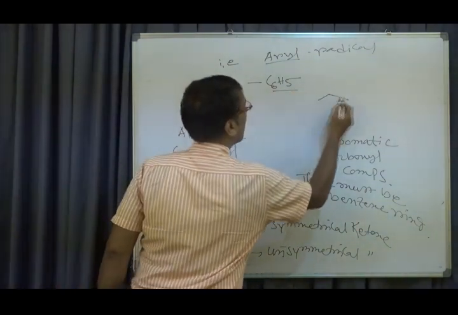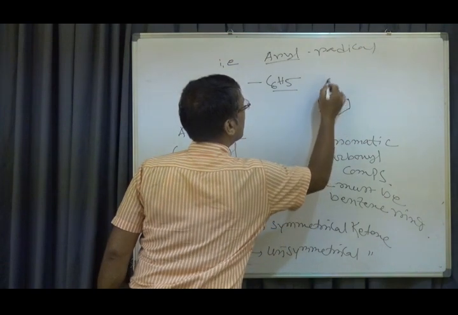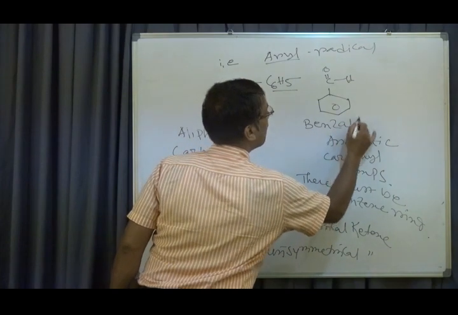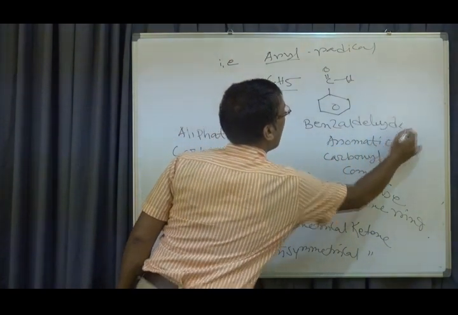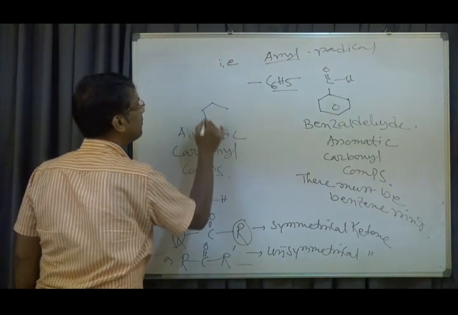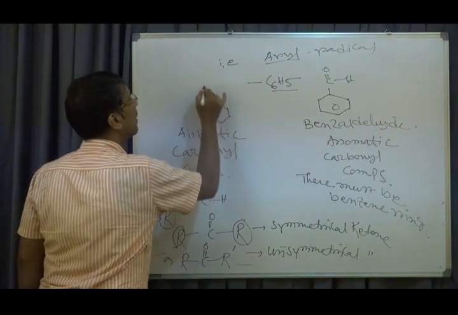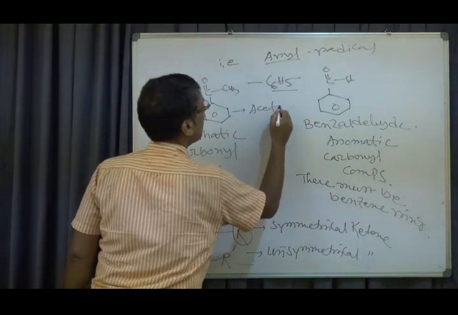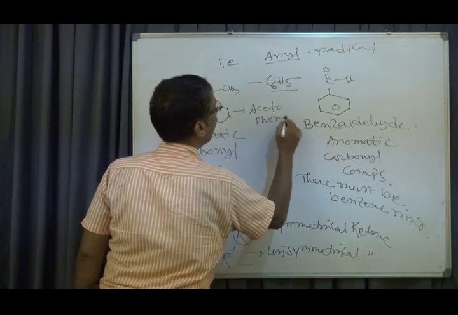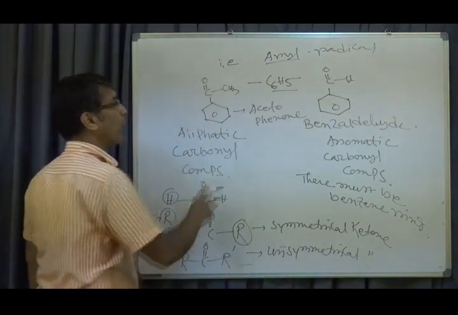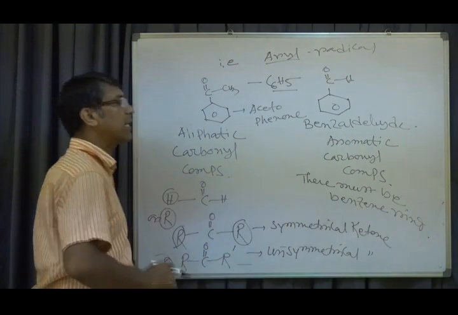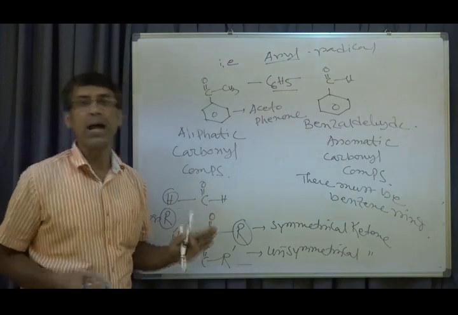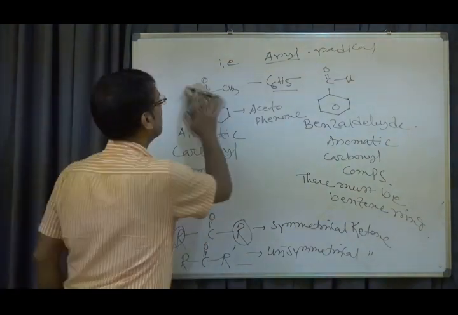So the compound C6H5CHO, its name is benzaldehyde. And another example, C6H5COCH3, it is acetophenone. Both compounds are aromatic carbonyl compounds. So it is clear to us what is aliphatic carbonyl compound and what is aromatic carbonyl compound.